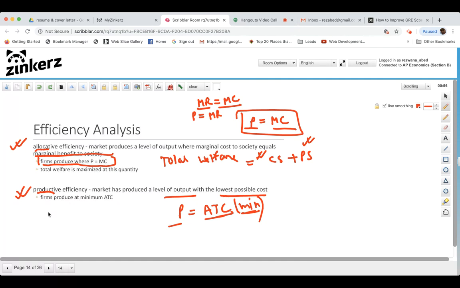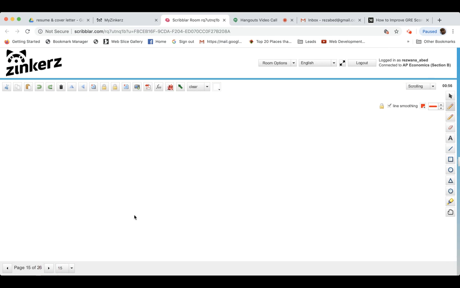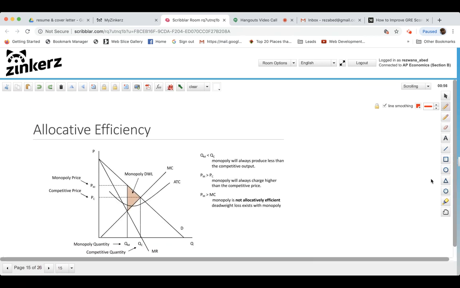So that's why we keep bringing perfect competition, we keep talking about it, we keep bringing it back again and again, because we want to compare all of these other markets to perfect competition to see how they do. So now that we know what perfect competition does, that they achieve all of these efficiencies, let's see what monopoly does.